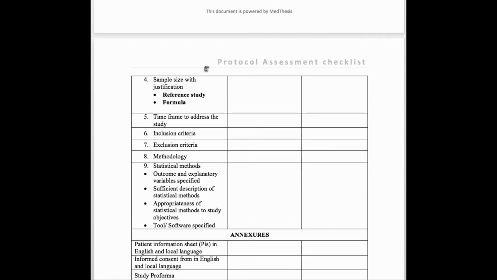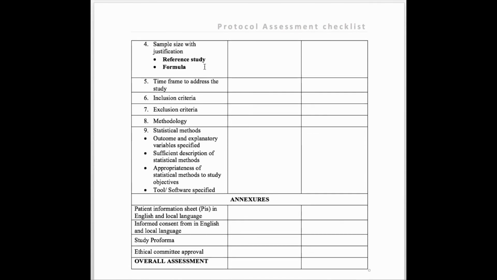Then what is the time frame to address the study? This is the data collection period. Starting point of your data collection from January 2017 to December 2017. This is my data collection period. If there is any specific follow-up period, you have to mention that my recruitment is during this period, and after that my follow-up is during this period. So you have to clearly specify the time frame of the concerned study.